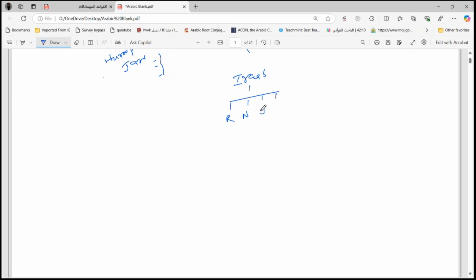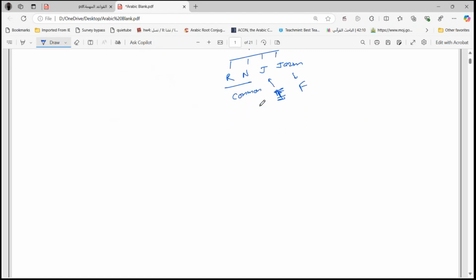Rafa, Nasab, Jar, and Jazm. Rafa and Nasab are common to Asma and Af'al. Jar is specific to Asma, and Jazm is specific to Fi'l. So we learned about Iraab: Rafa, Nasab, Jar, Jazm. After having studied this, it is important that we also know the alamat of Rafa, Nasab, Jar, and Jazm. Because without it, how will you identify whether something is in a state of Rafa or Nasab or Jar or Jazm?